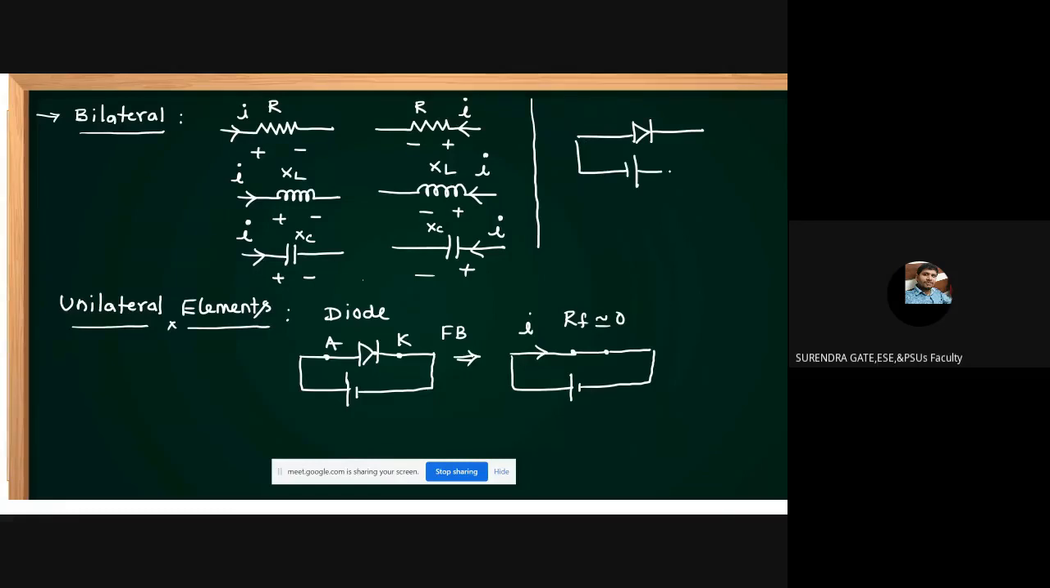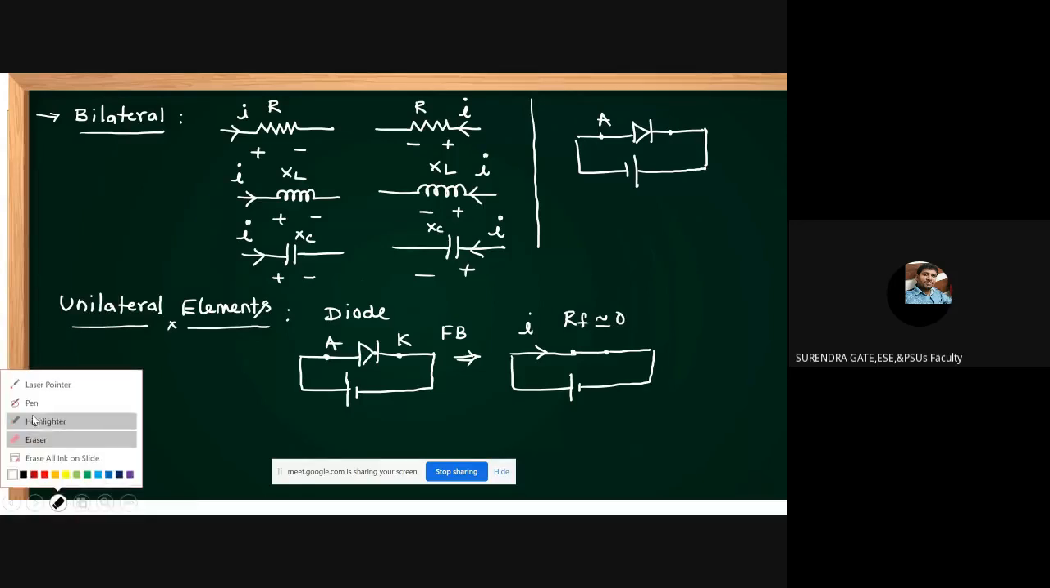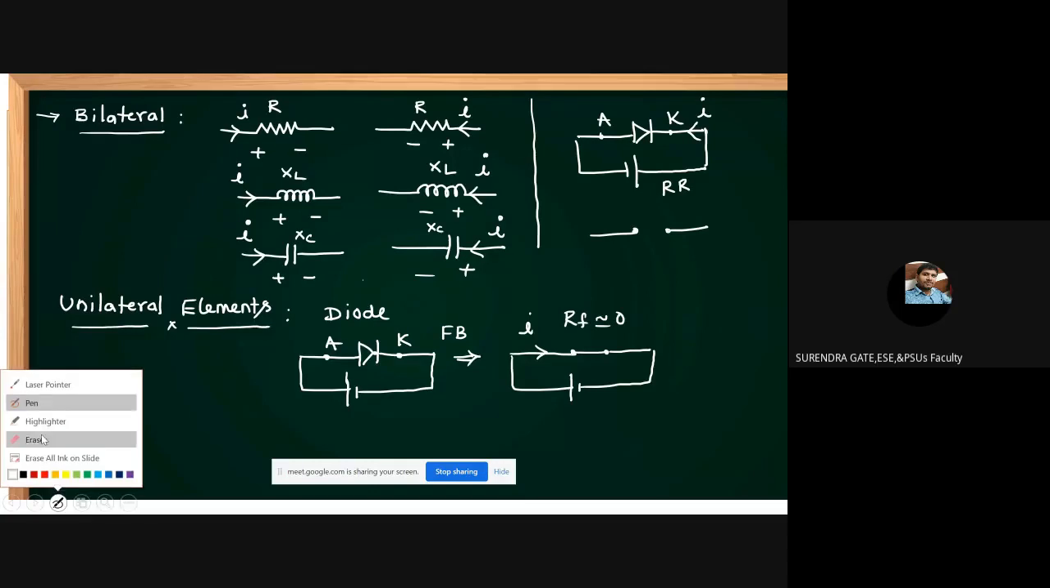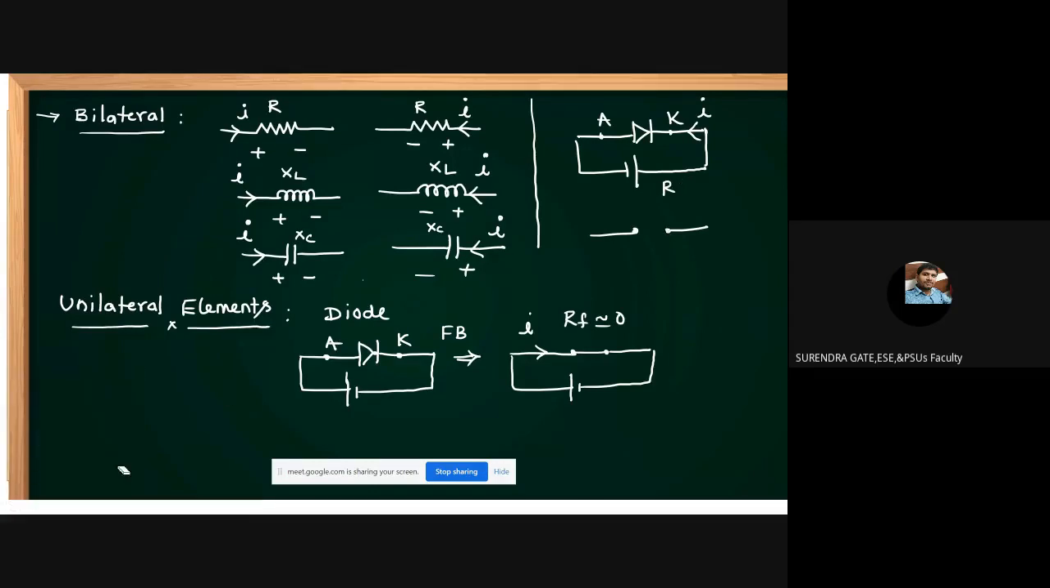If the same diode is reverse biased, this is negative, this is positive. Anode is connected to lower potential, cathode is connected to higher potential. Then the diode is under which condition? Reverse bias condition. Now the direction of current is positive to negative; externally, current direction is always positive to negative. Now it is an open switch. Under reverse bias condition, the diode acts as an open switch.